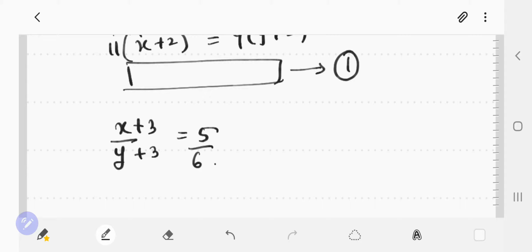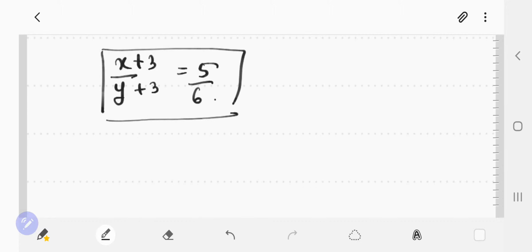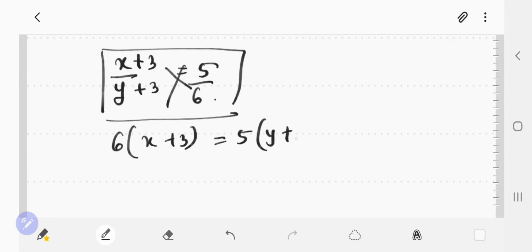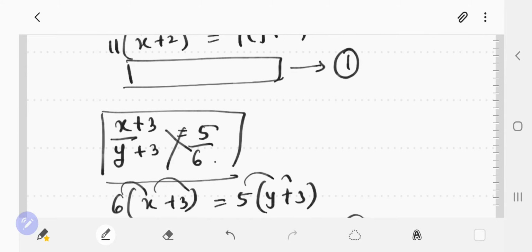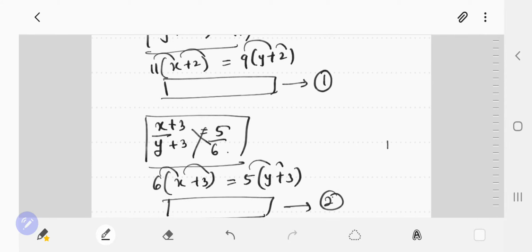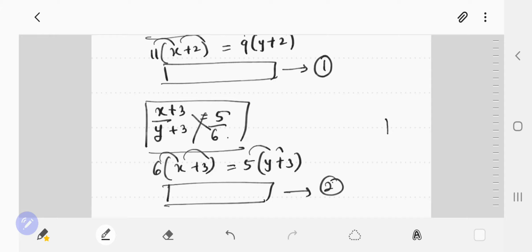3 is added to both numerator and denominator, the fraction becomes 5 upon 6. And this also is not a linear equation. So how will we convert this into a linear equation? By solving it. So 6 will go with x plus 3, and 5 will come with y plus 3. When you open it up, you will get a nice equation. So that will be your equation number 2. Got my point clear? So we have made two equations, equation 1 and equation 2. And when you solve both these equations by the substitution method, you will get the values of x and y.